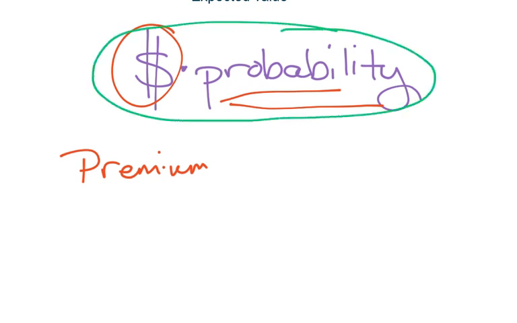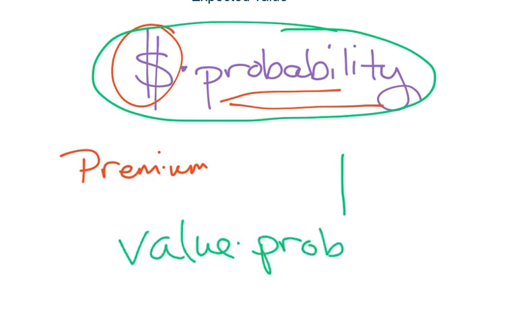It is the money times the probability, or whatever the significant thing is, it's the value times probability. So it doesn't have to be money. For instance, it could be extra credit points or whatever it is. So let's give a very simple example.